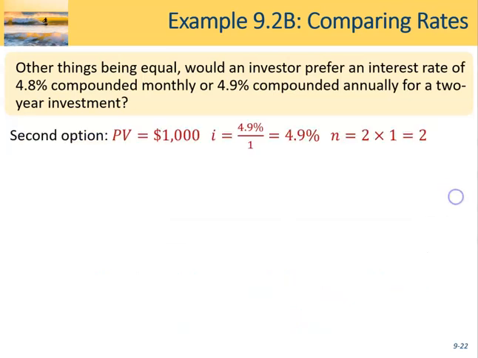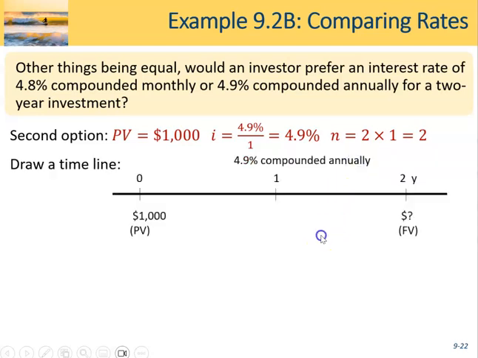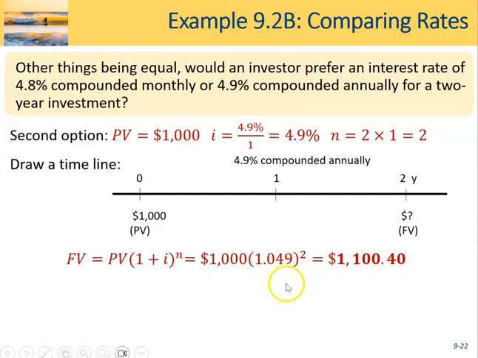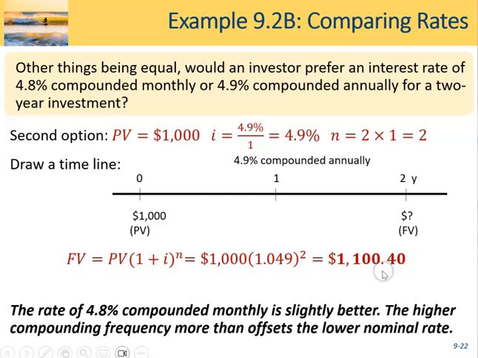Okay, so let's move on and try the 4.9%. Same process, except the number of compounding periods over the life of the investment is only going to be 2, because it's only being compounded once per year, for 2 years. We've got our timeline, and this one works out to $1,100.40. So the 4.8% is better. It's slightly more, about 15 cents more over a 2-year period.